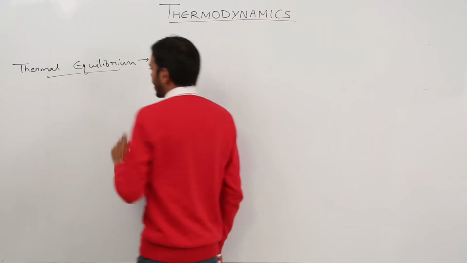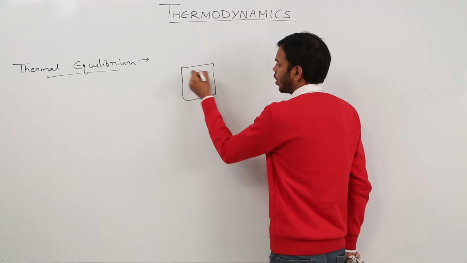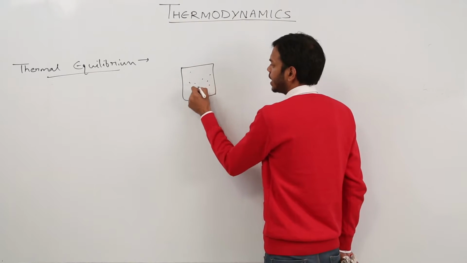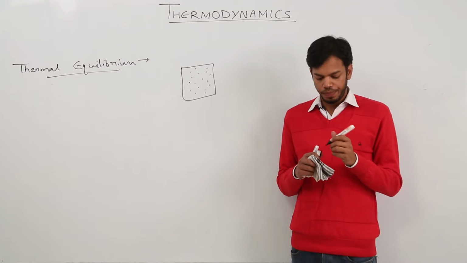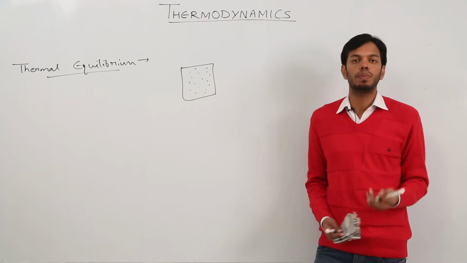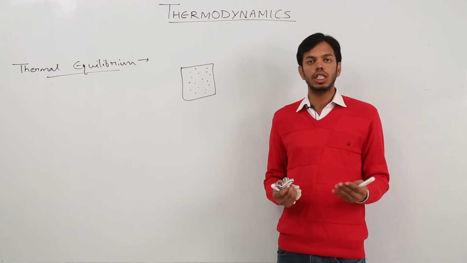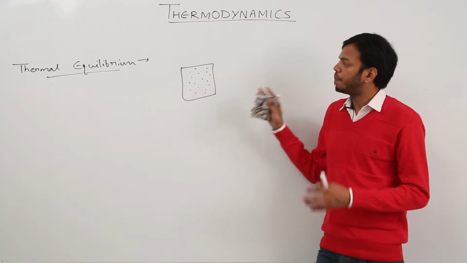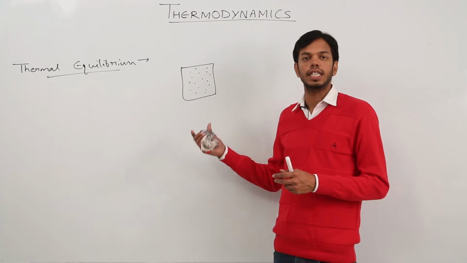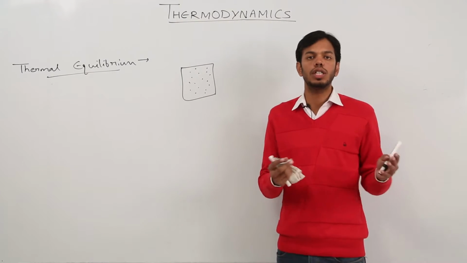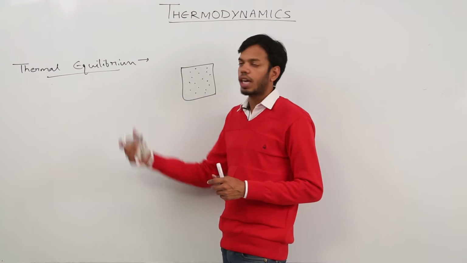Thermal equilibrium is very simple. Suppose this is a system of n number of particles. This system is supposed to be in thermal equilibrium if its macroscopic variables like pressure, volume, temperature do not change with time. The system remains as such, or as in the initial condition, as it will be in the final condition. So there is no change in pressure, volume, temperature with time. Then the system is basically called thermal equilibrium.